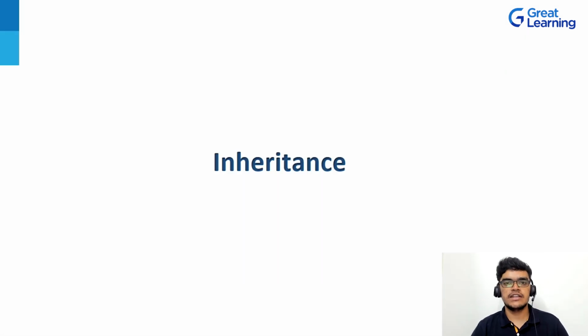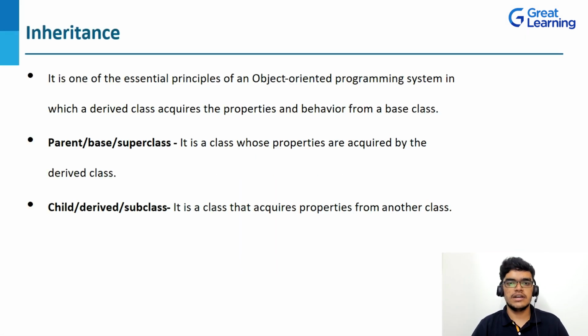So let's start with inheritance. It is one of the most important concepts of the object-oriented programming system. Basically here a derived class, or you can say subclass, acquires the properties and behavior from a base class. The best example can be parents and their child. A child acquires all the properties from its father.